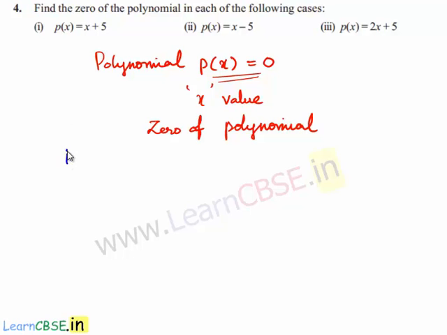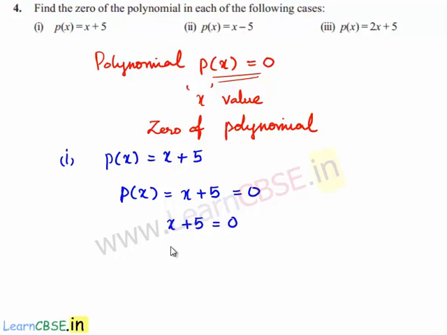So let us see the first bit, which is p of x is equal to x plus 5. The given polynomial p of x is equal to x plus 5 must be equated to 0. That becomes p of x is equal to x plus 5 is equal to 0. X plus 5 is equal to 0. So transposing plus 5 to right hand side, we get x is equal to 0 minus 5, which is minus 5. That means x is equal to minus 5, which is nothing but the 0 of the polynomial.